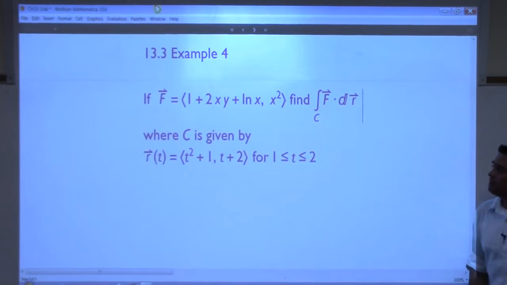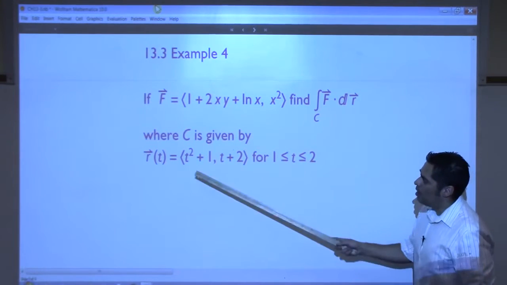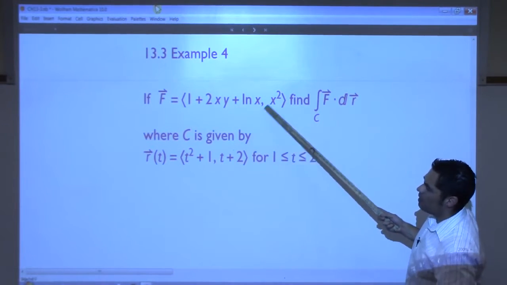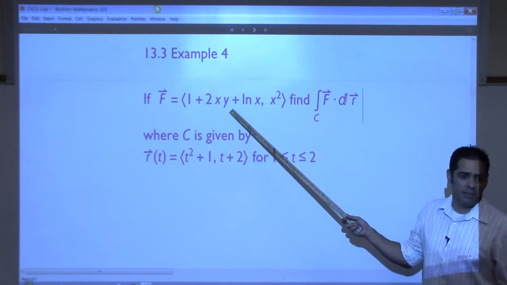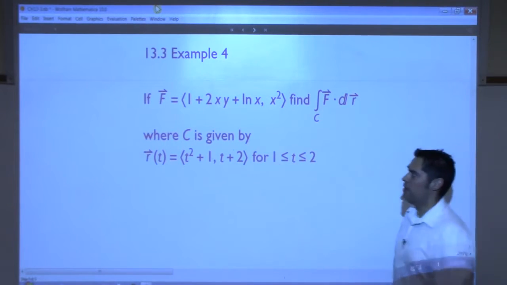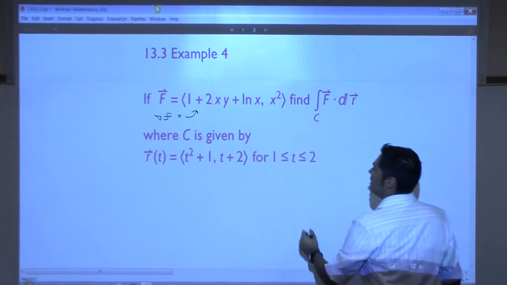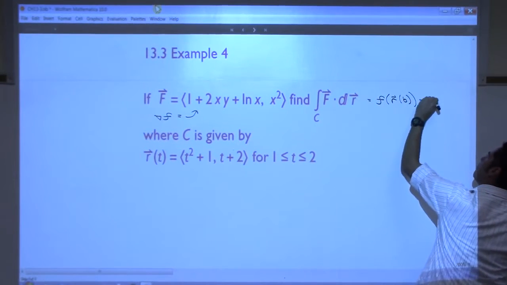Your two choices are to go ahead and find the derivative of this, which would be your dr. And then you could plug in for x, t squared plus 1, and for y, t plus 2. And then you could dot them, and then you could integrate. Do you all understand what I'm saying you could do? But that's way too much work. If I can somehow determine that that's conservative, if this is the gradient of little f, then I know the answer to this is just little f evaluated at the two endpoints of the curve.